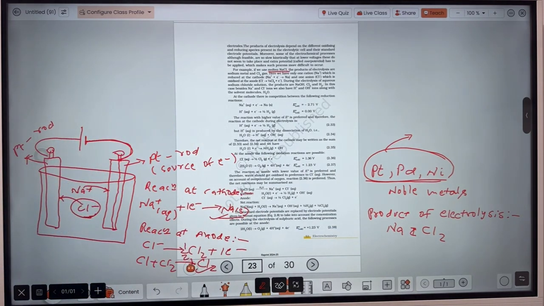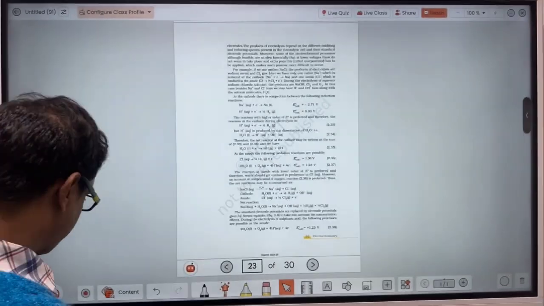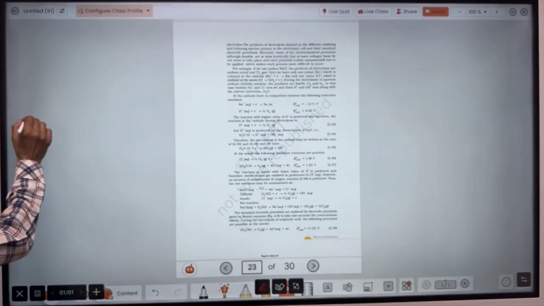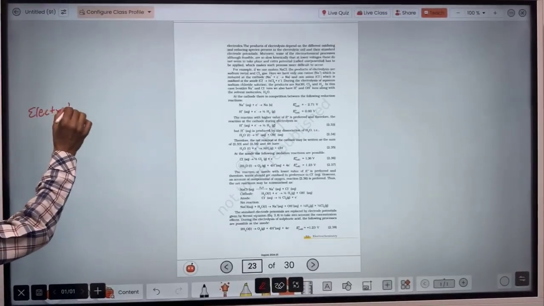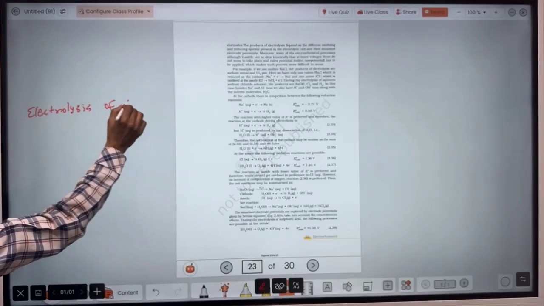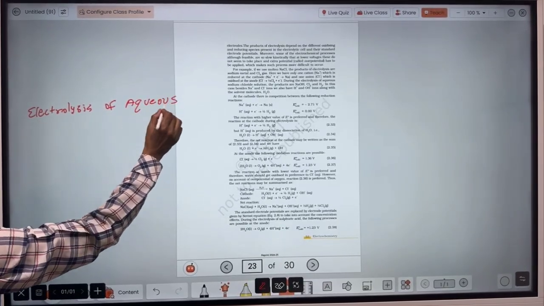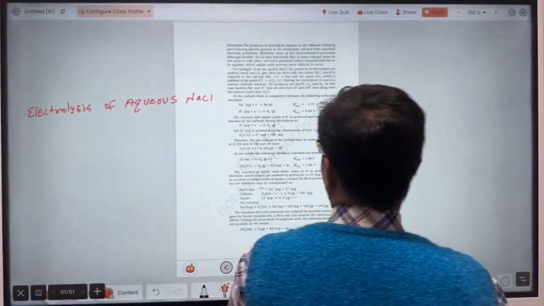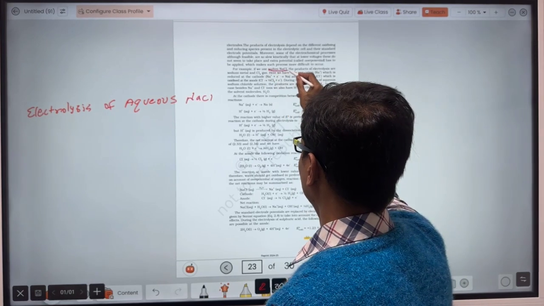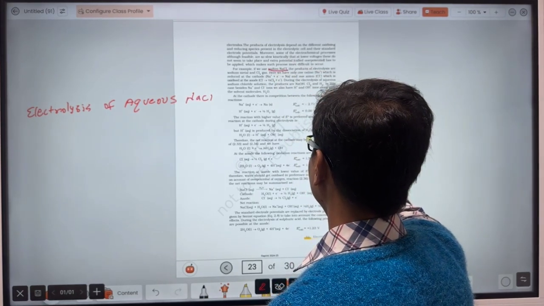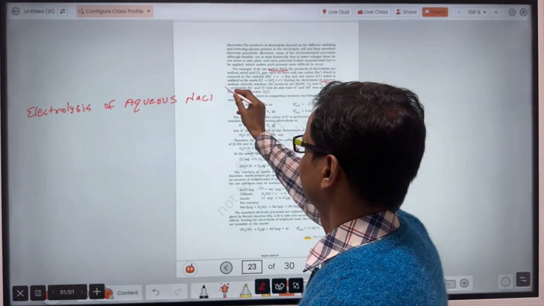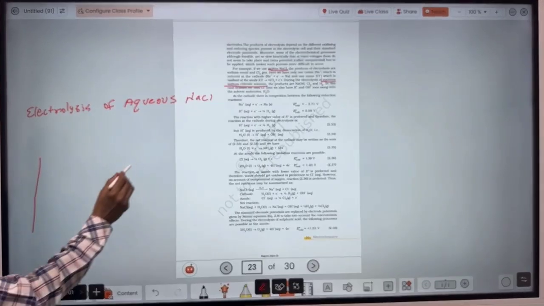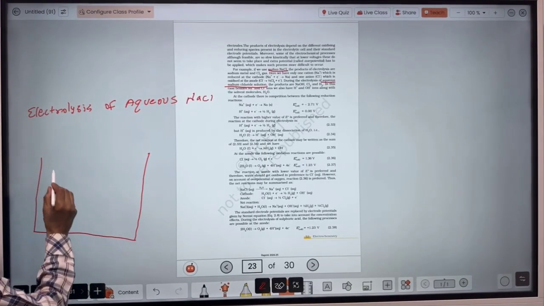Now we proceed. The next point will be about the electrolysis of aqueous NaCl. Here, one was about molten NaCl, and another one is about aqueous NaCl. So what happens when we do the electrolysis of aqueous NaCl?